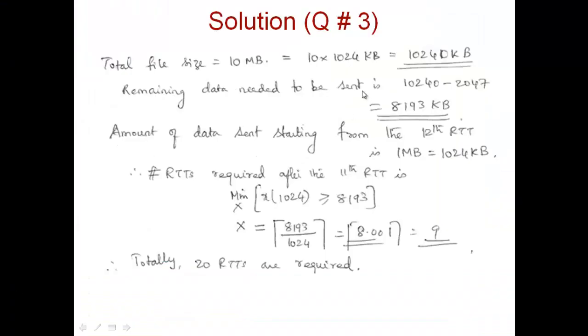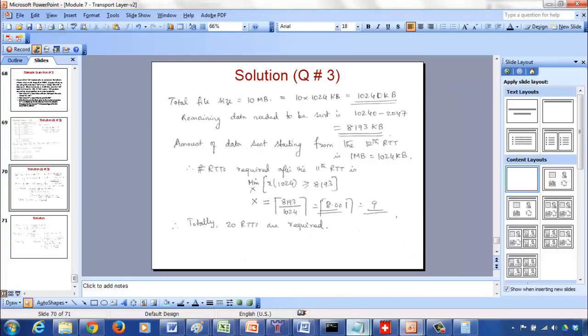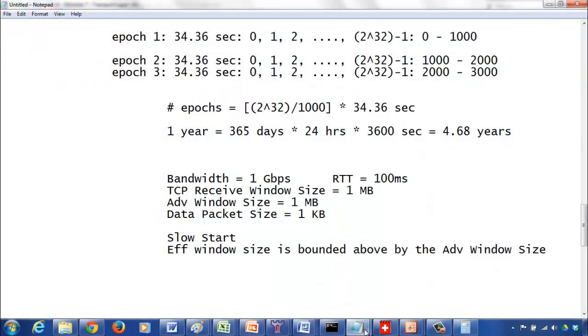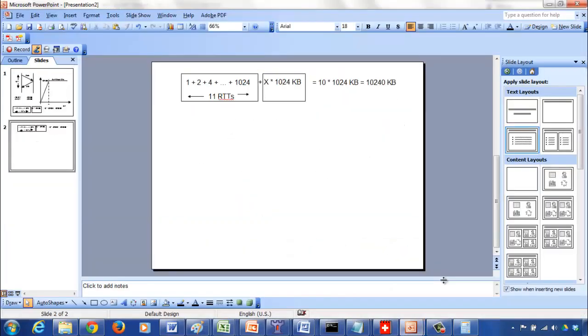So we are going to subtract 10240 minus 2047. Again, why is that? Because this is 10240 and this is going to be 2047. That's what we found now. So 2047 plus x times 1024 is going to be 10240. So x times 1024 is going to be 10240 minus this 2047.